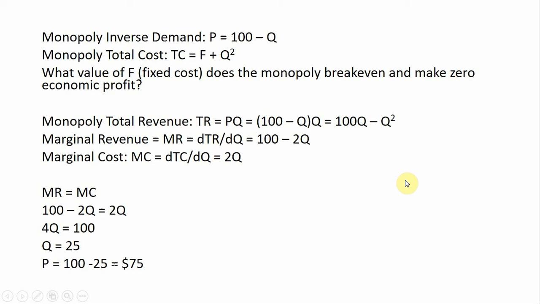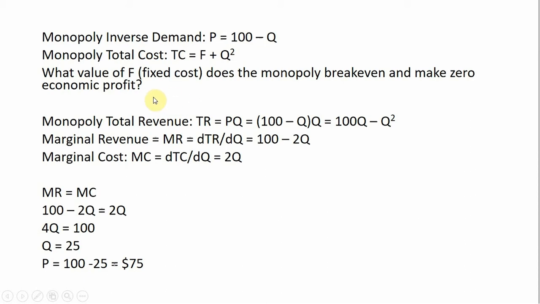Hello, in this problem, we have a monopoly that faces an inverse demand of price equals 100 minus Q. The monopoly's total cost of production is given by this equation. Total cost equals F plus Q squared. F is fixed cost. And so the problem we're trying to solve here is what value of F, or fixed cost, does the monopoly break even or make zero economic profit?